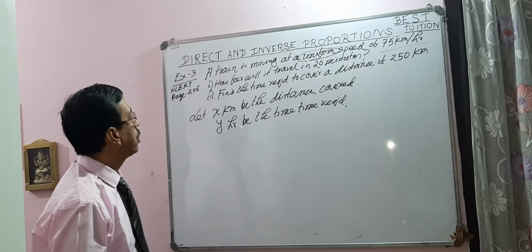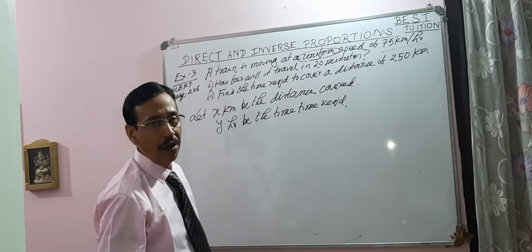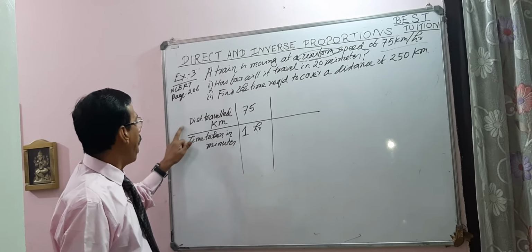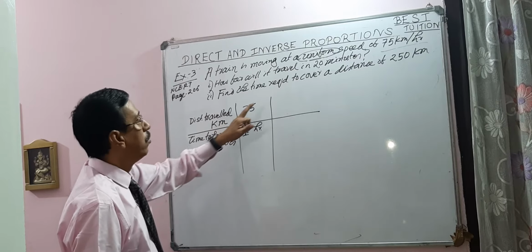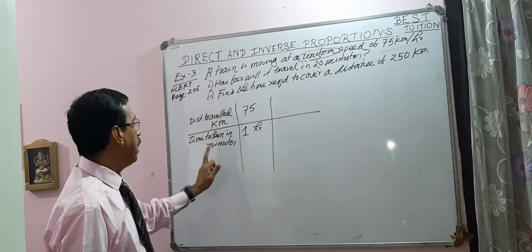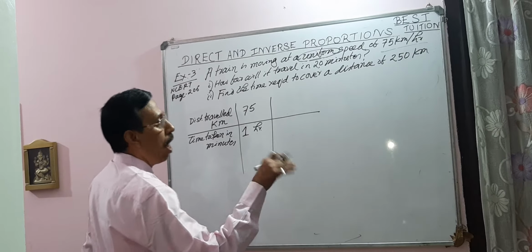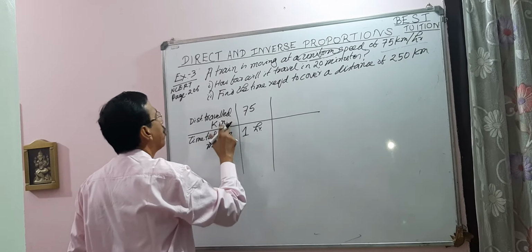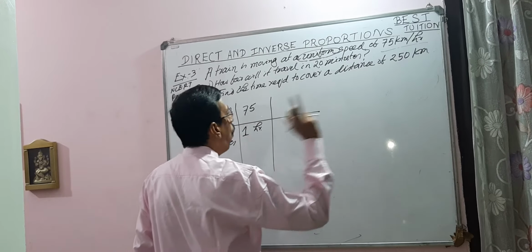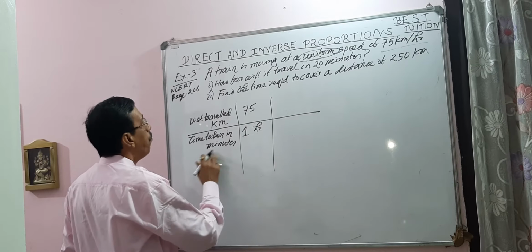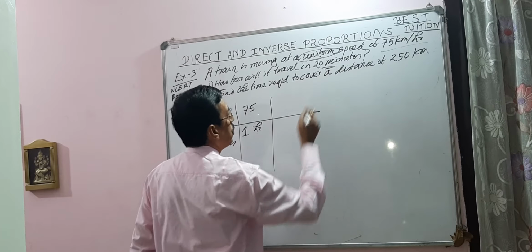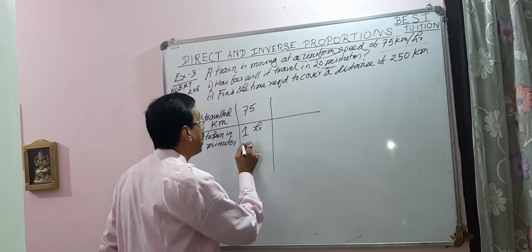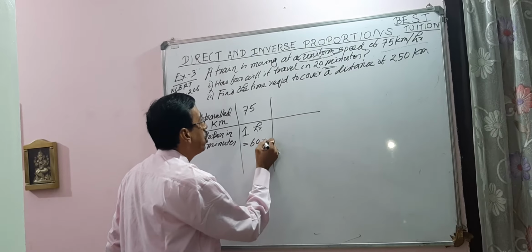Now let us tabulate this information as earlier. Okay friends, let us tabulate this. Here I have written distance traveled in kilometer, time taken in minutes. Earlier I had told that 75 kilometers, so I have written distance traveled 75 kilometers. Hour is 1 hour. But here I have written minutes, because here 20 minutes is given. So I shall convert 1 hour into minutes. I shall multiply it by 60. So it will be 60 minutes.